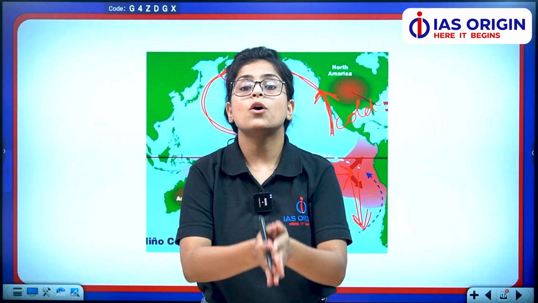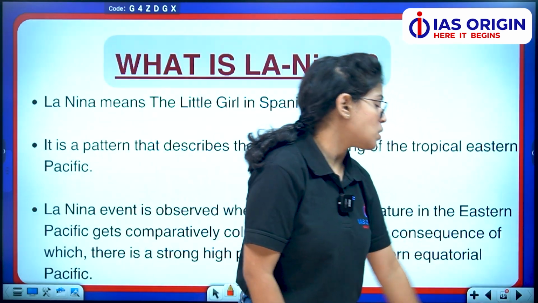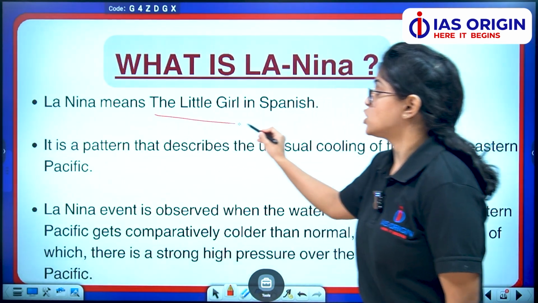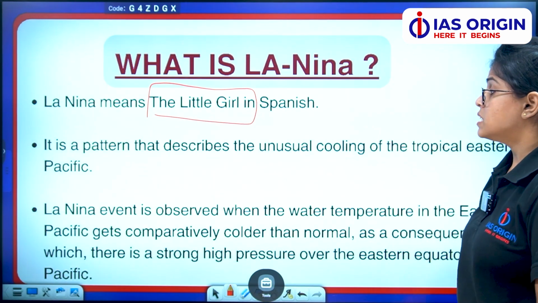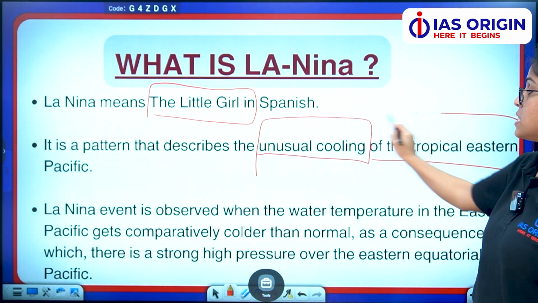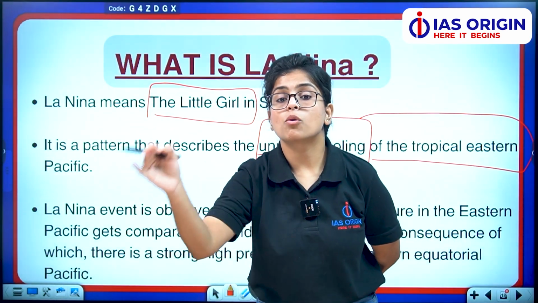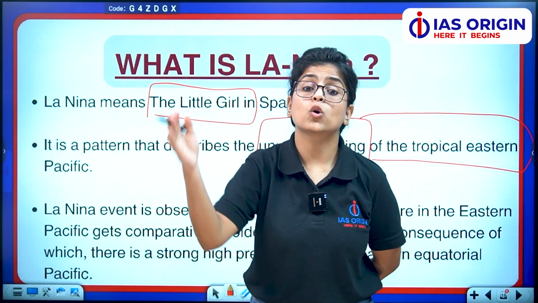There is another phenomenon which is associated with El Nino, and that is termed La Nina. Now, La Nina is also a Spanish word meaning the little girl. This word refers to the unusual cooling of the tropical eastern Pacific. Now, in El Nino, it was warming. The Pacific was getting warm, deviating from normal. But in La Nina, it is getting cooled.